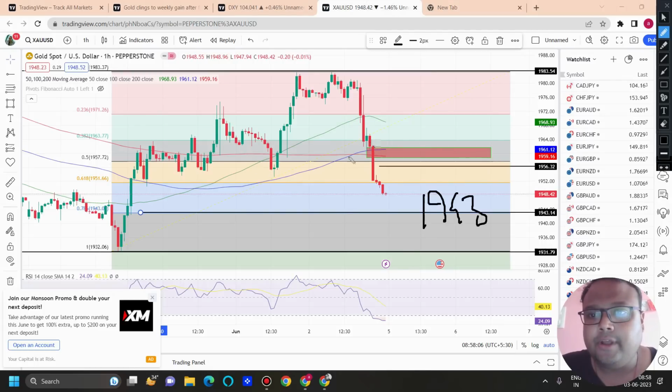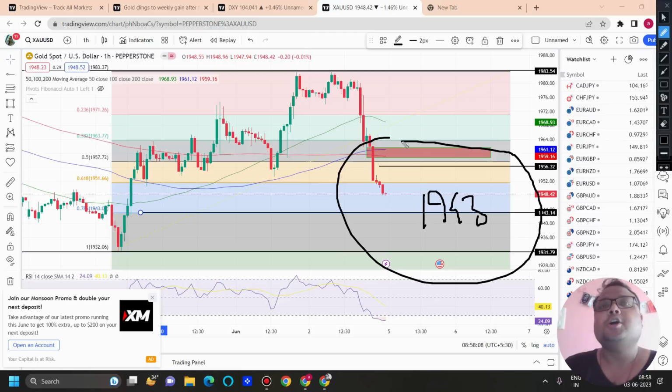Around 1943, you can definitely expect at least a quick scalp opportunity. If the market takes support, if you see the market is showing price rejection from below, you can consider a buy around the 1943 level as well. But if you see that Monday the market is surprising us with a good amount of selling volume, then obviously you should avoid. Why am I considering 1943 as a quick buy opportunity?